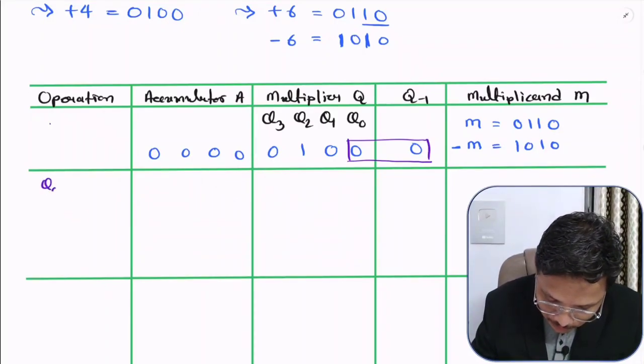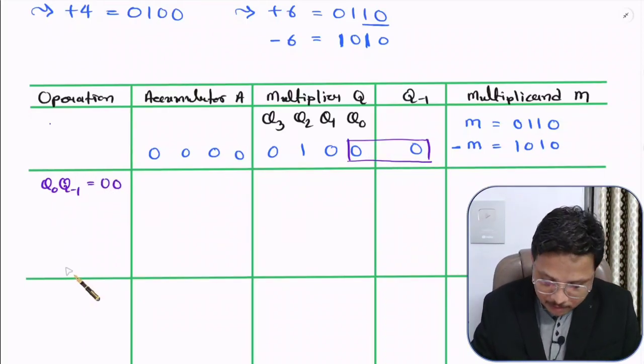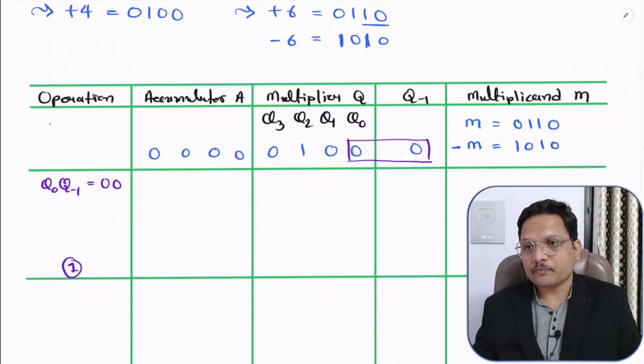Let me note down that Q0, Q minus 1. Here it is 0, 0. Here it is 0, 0, right? First time I'm performing this step. Let me mention that over here.